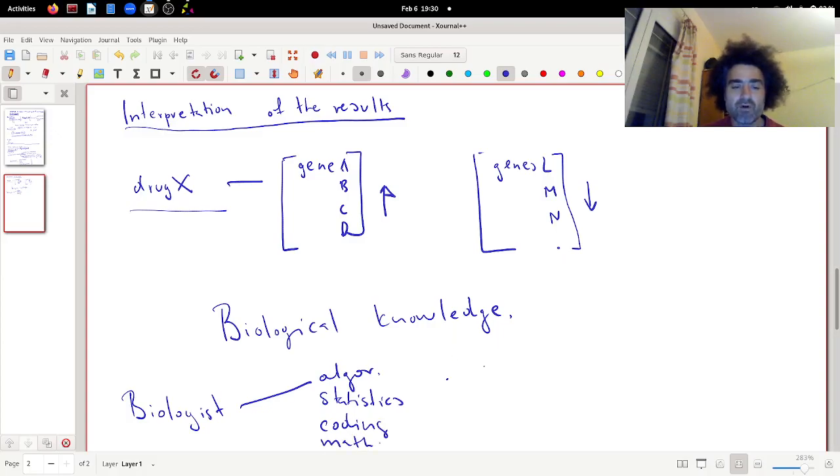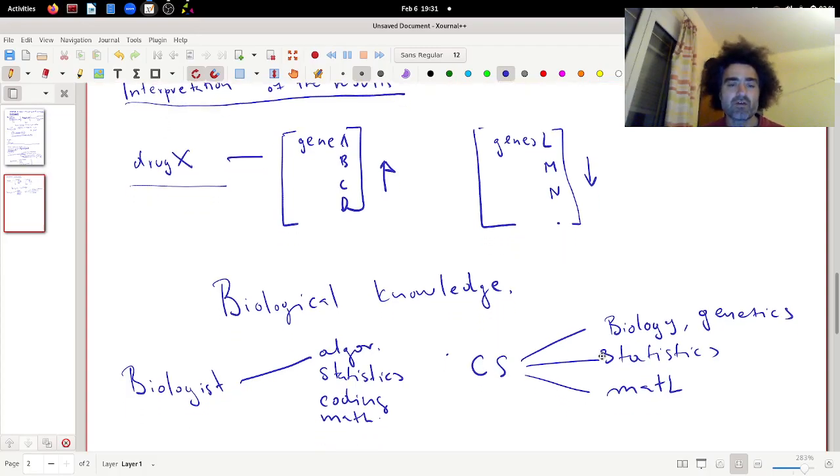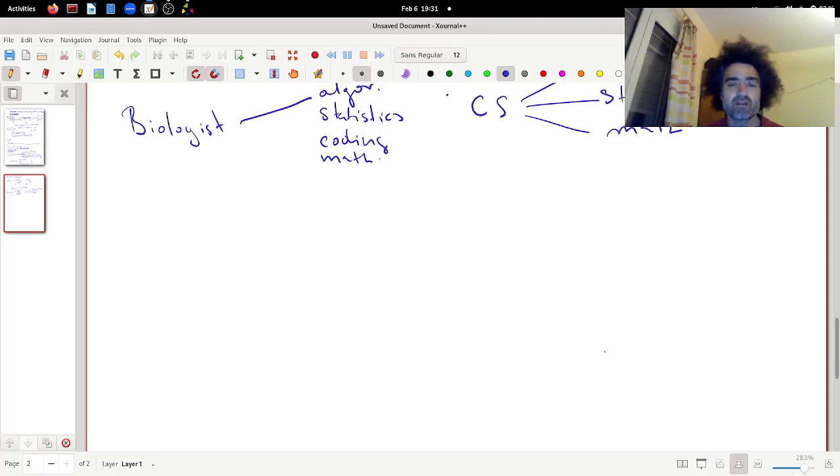On the other hand, if you are a computer scientist, then you have to spend a considerable amount of time studying biology, genetics especially, some statistics, and some math. If you are a mathematician, then you have to learn how to write code and to learn about biology. So it's not an easy task, and actually this is the reason that it's very, very interesting.